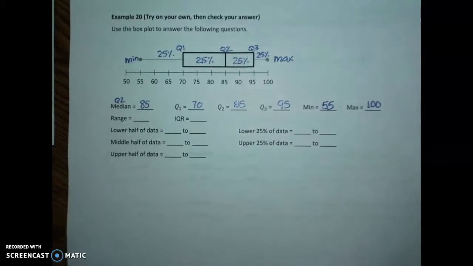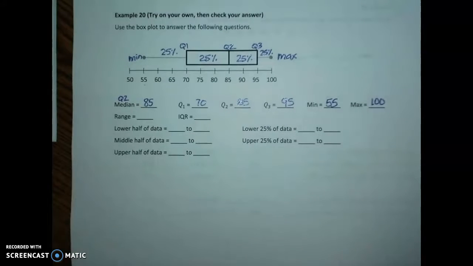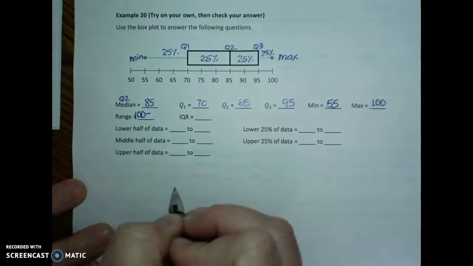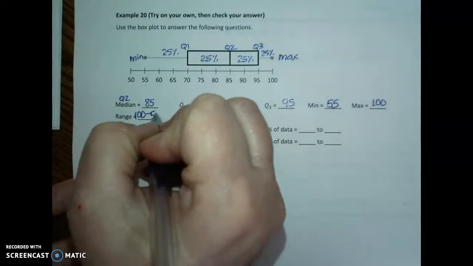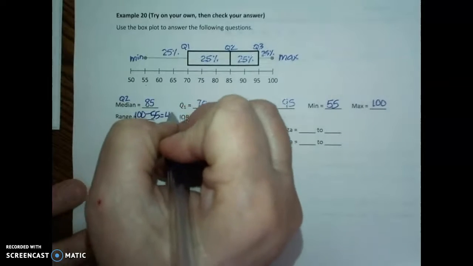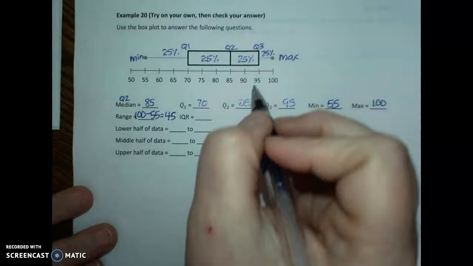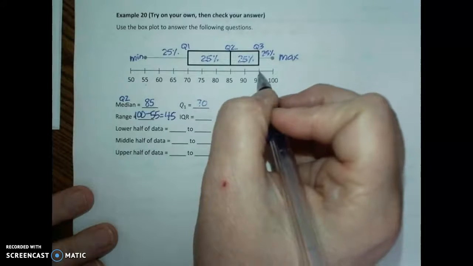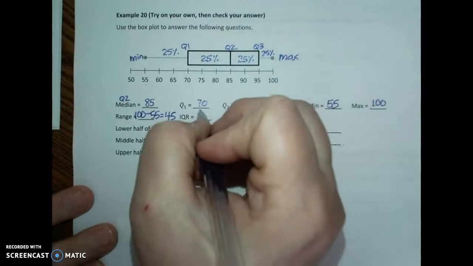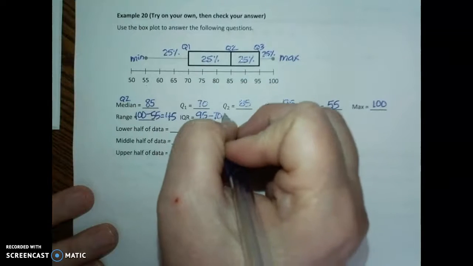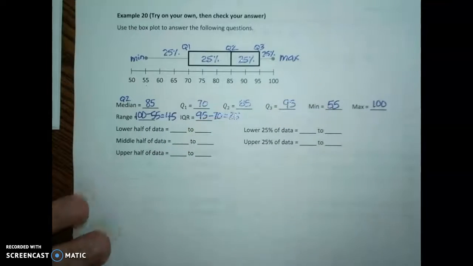Now, what are some of these other questions? We've got range. We talked about range yesterday. It's your largest number minus your smallest number. So in this case, it's 100 minus 55, and that's going to be 45. My IQR is Q3 minus Q1. These are all definitions from yesterday. We've got to memorize our words. So Q3 is 95, Q1 is 70, so my IQR is going to be 25.